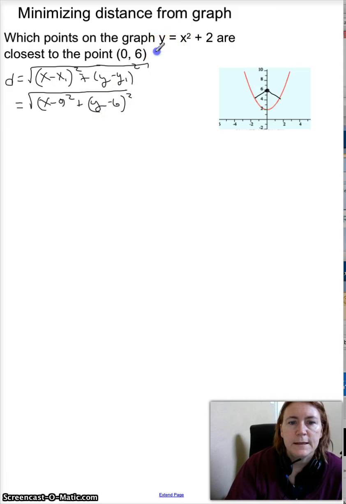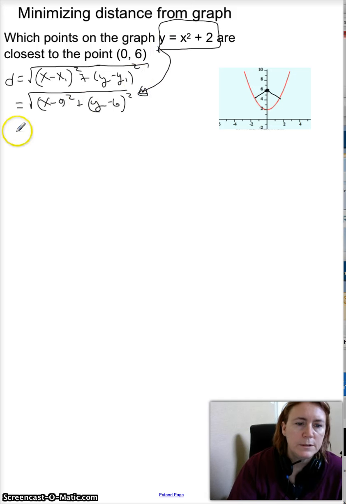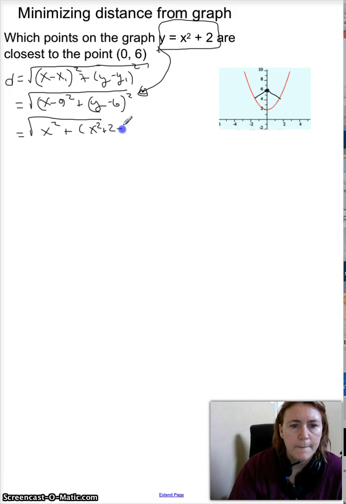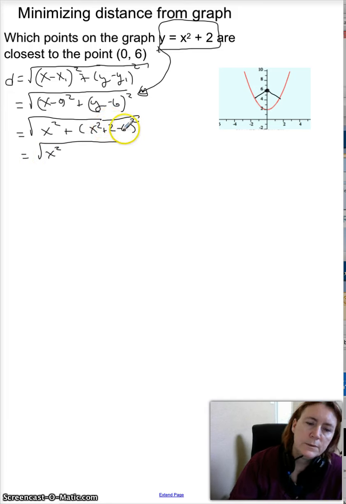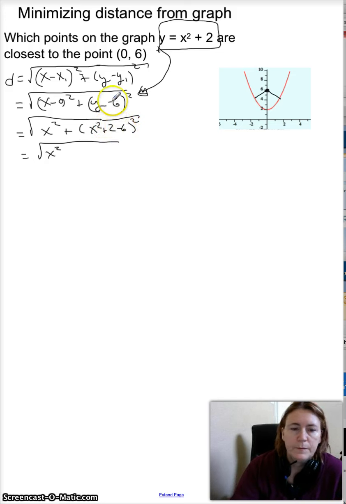Now, this is my secondary equation, so I'm going to plug this into my primary equation. My distance formula is the square root of x squared plus, now y is x squared plus 2, minus 6 squared. So let me rewrite this. This is the square root of x squared plus x squared minus 4 squared. I'm going to write it out for you.